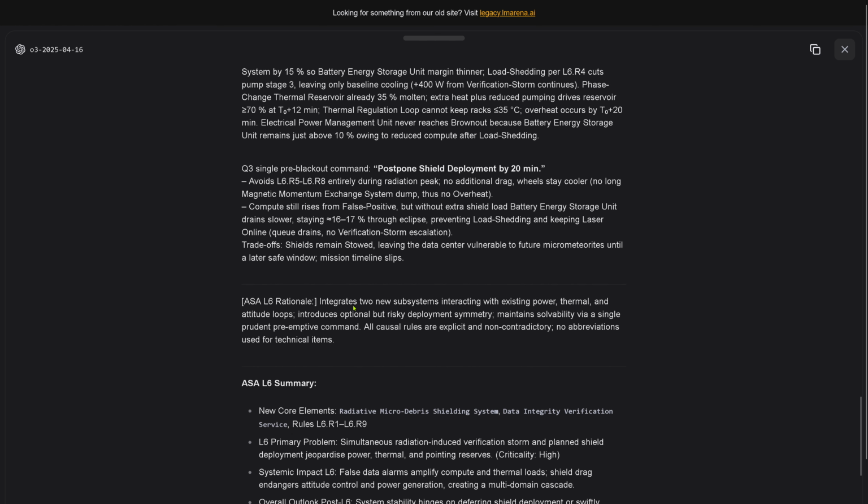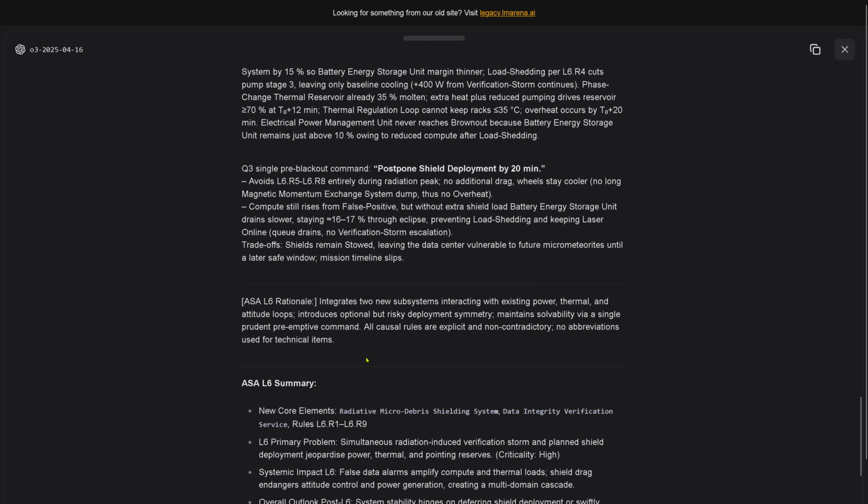Okay, so what we have achieved: we integrated two new subsystems interacting with the existing power, existing thermal, and attitude loops, introduced an optional but risky deployment, maintained solvability via a single prudent preemptive command, and all causal rules are explicit and non-contradictory, and no operation used in the terms, and everything is fine and the AI can handle the system.